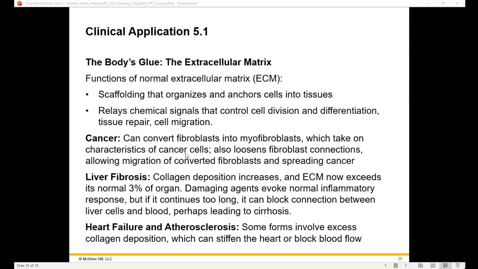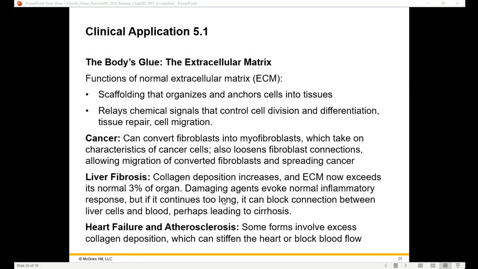Okay, in some cases, in a cancer, we can convert fibroblasts into myofibroblasts, which take on characteristics of cancer cells. It also loosens the fibroblast connections, which allows migration of the converted fibroblasts and spreading of cancer.